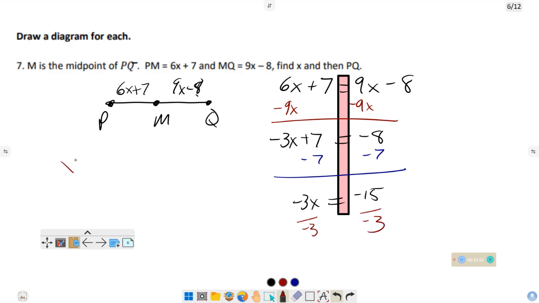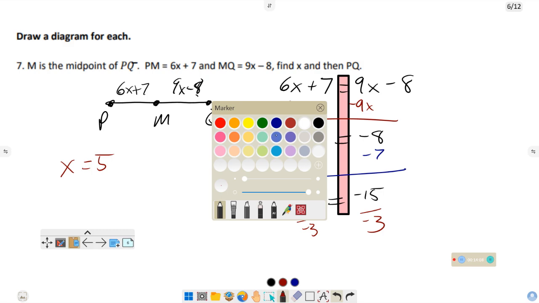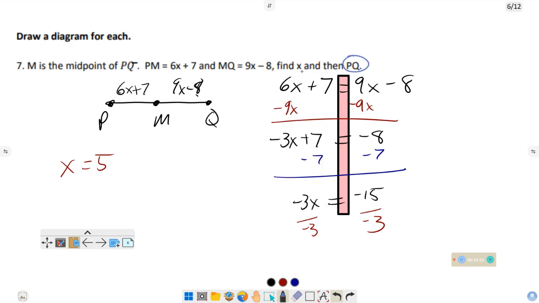All right, so X is 5. That's what it's asking. Now, the next part, does it say PM or MQ? What is it asking for? It's asking for PQ, the whole thing.